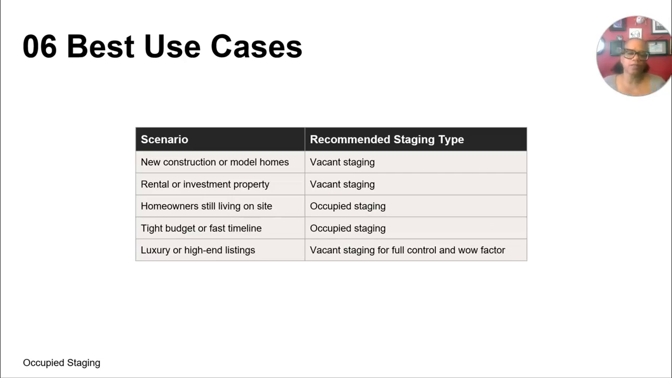So when do you use what? In vacant staging, new construction, I said that backwards, sorry. If you have new construction or model homes, vacant staging is great. If you have a rental investment property, again, vacant staging probably has to be. If the homeowner is still living there, it's obviously occupied staging. If you have a tight budget or a fast timeline, occupied staging. If you have luxury or high-end listings, it could be vacant staging, or if they have really cool furniture, it could definitely be occupied, or you're using their own furniture. So it could go either way.